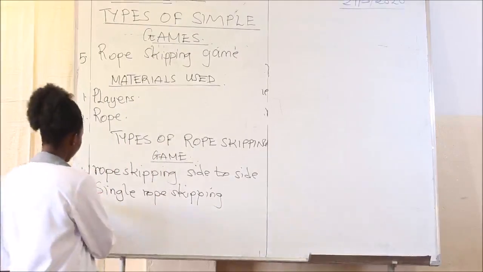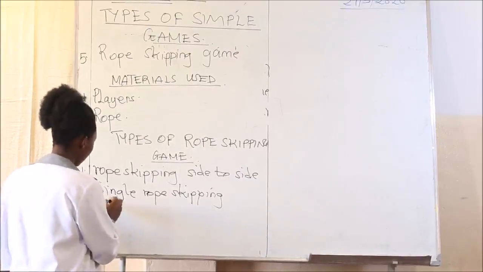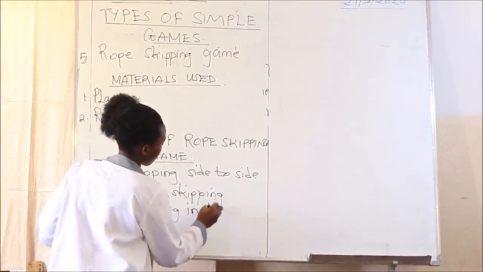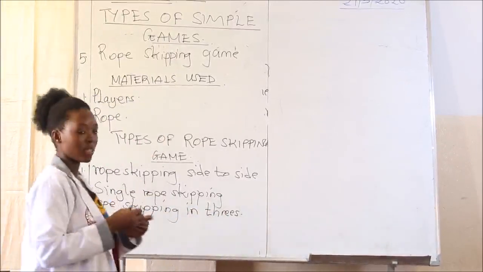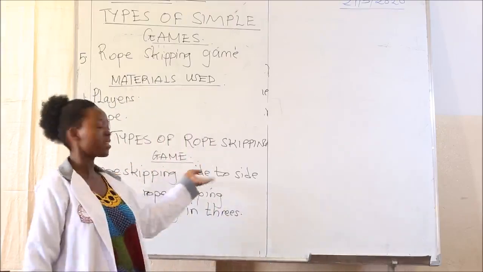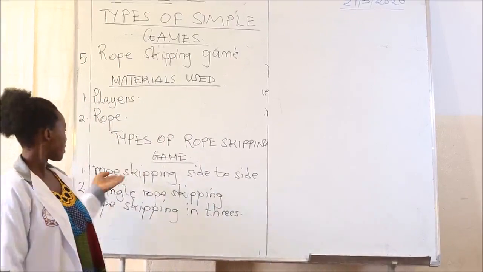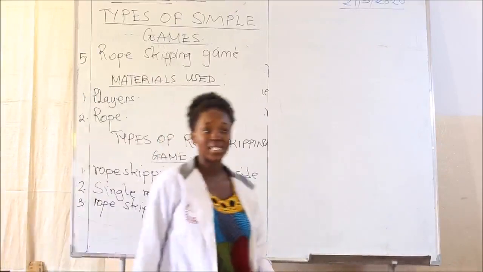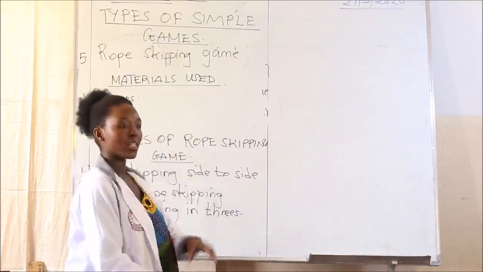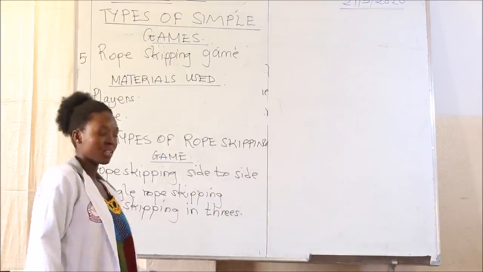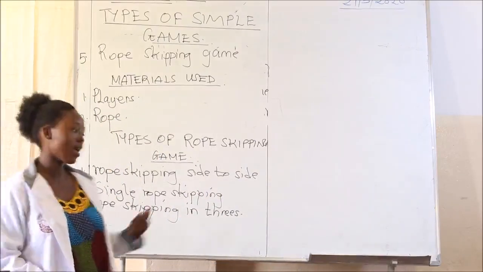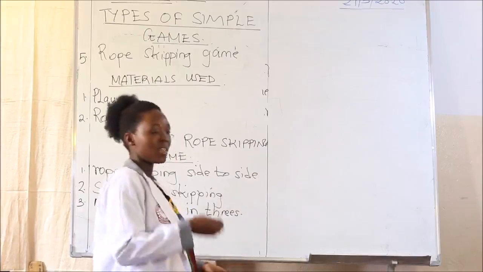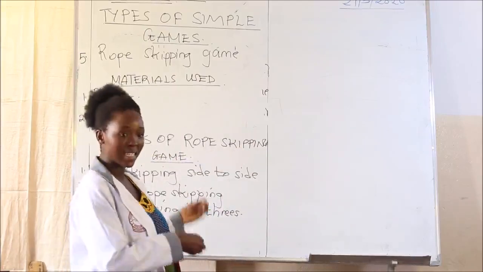Number 3, it is rope skipping in threes. This one is like rope skipping side to side. But the difference is, in rope skipping side to side, I said one player can stand this way, another one stand this way, and one player stands at the center. Then you start jumping from one place to another place over the rope. But in rope skipping in threes, you stand here, one person stands here, and another player stands this way. Then maybe 1 or 2 or more players play at the center.